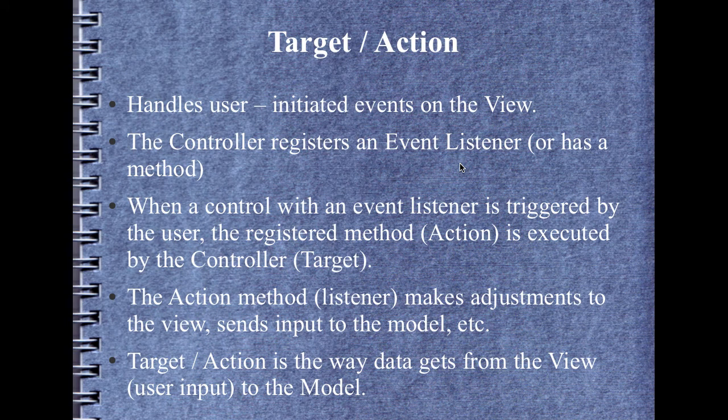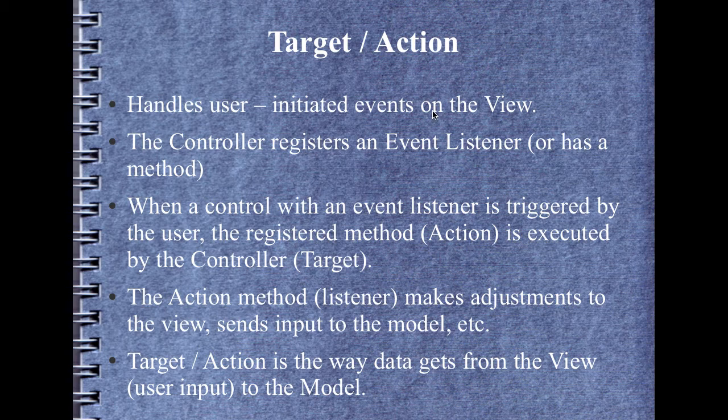Target action is what happens when the user initializes an event in the view, or the user does something in the view that needs to be responded to by the controller. And this works by the controller registering an event listener, or it has a method. In the case of a button click, we could register an on-click listener, or we could just make a method and use the Android on-click attribute in the XML. We know that. Either way, this is target action.